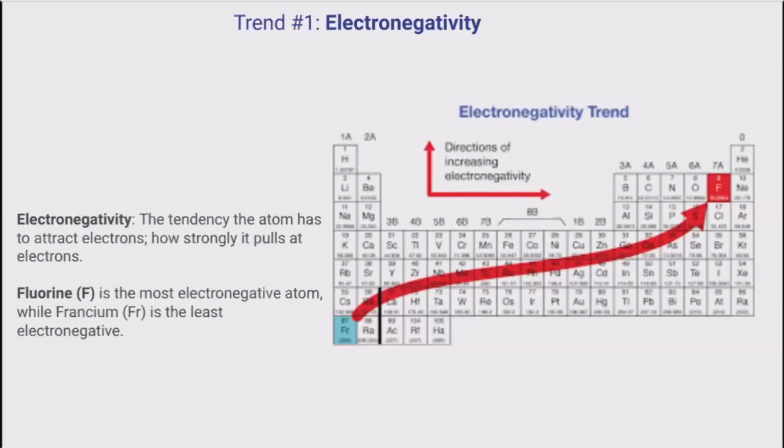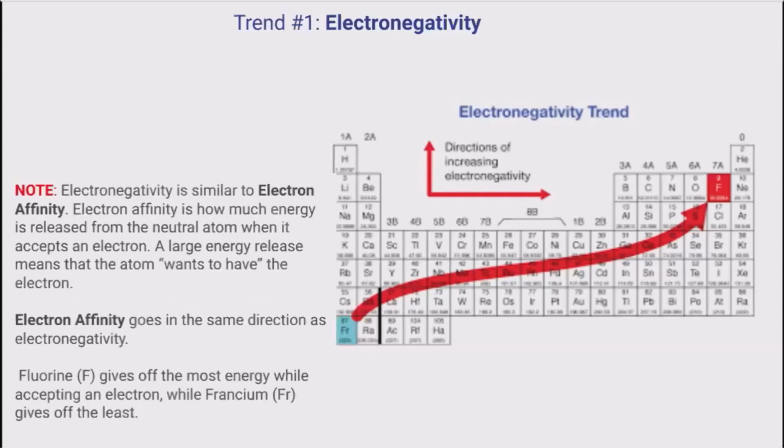So as you head to the right and as you head upward, atoms will become more electronegative. Does that make sense? And vice versa, as you head to the left and as you head down, it'll become less electronegative. The closer you are to fluorine, the stronger you are at pulling electrons.